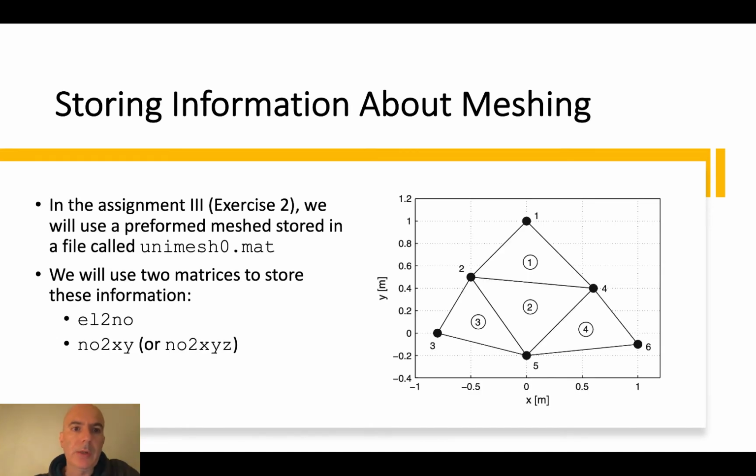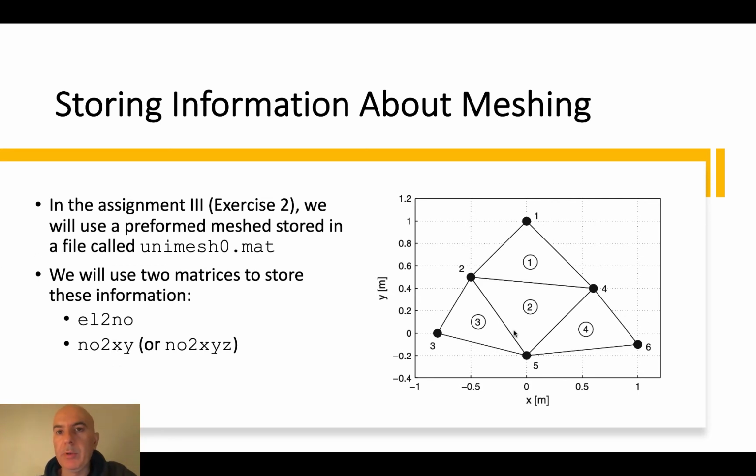second assignment. So how do we store information about mesh? In the previous lecture, we described the basic technique. In assignment 3, exercise 2, we will use a preformed mesh stored in a file called unimesh0.mat. So the first step will be to load unimesh0.mat in MATLAB. As soon as we load this file, we will see that there are basically two data structures, that is L2node and node2XY.